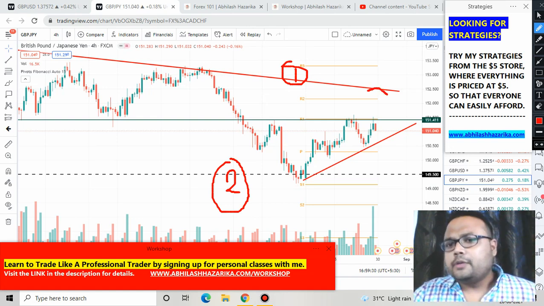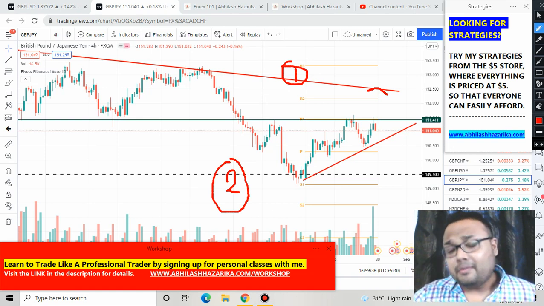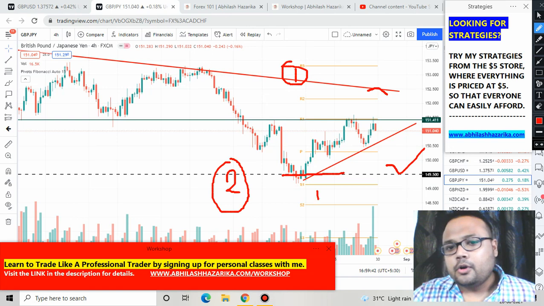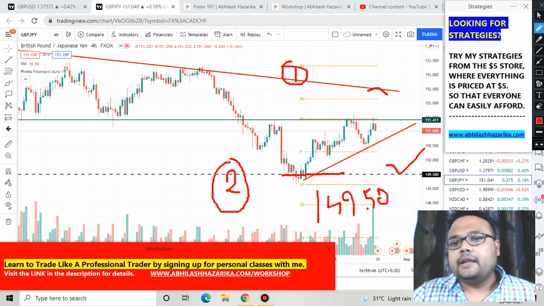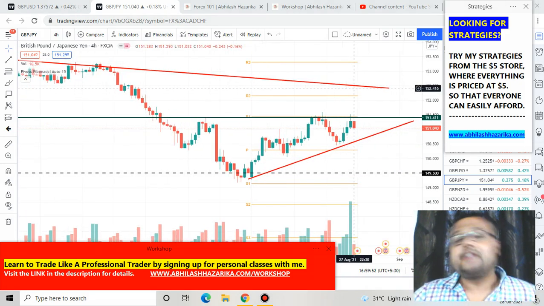And just the opposite, whenever the market comes down in the future, today, tomorrow, day after tomorrow, next week, 1 month, doesn't matter, and when it reverses or bounces from this particular support, the 149.50 level, definitely you can go for a buy. Clear? So now let's understand what the strategy for Monday should be.